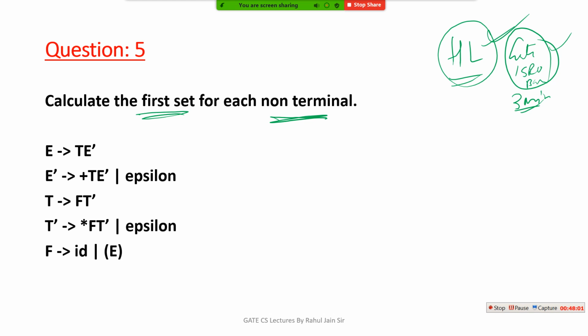Now I am giving 30 more seconds for question number 5. Then I will discuss this one, as it is a very important question. This question itself was asked in GATE, and ISRO and BARC have repeated this question. And many exams still repeat this question as a part of grammar in compiler design or TOC.